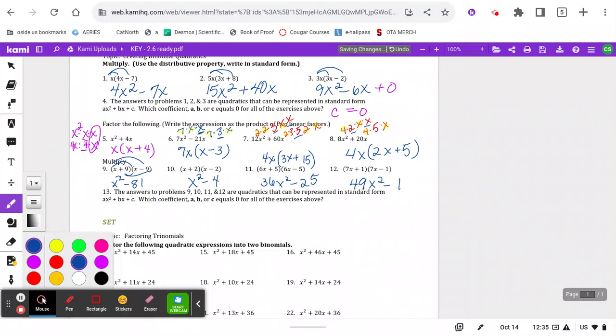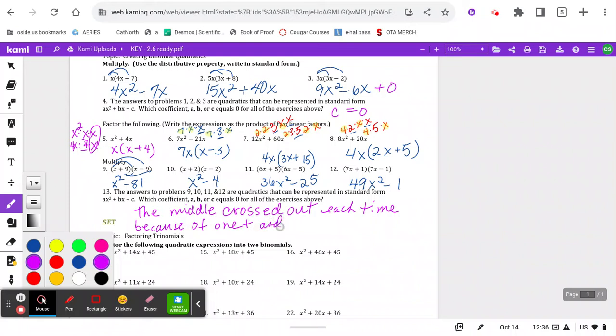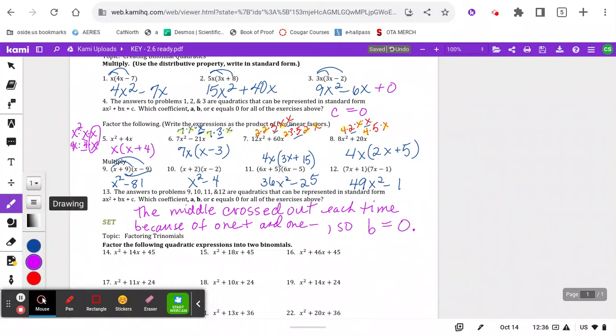The answers to these problems are quadratics that can be represented in standard form. Which coefficient A, B, or C is 0 for all? So this time, the middle term crossed out each time because of one positive and one negative. So B is equal to 0 in all of them. There's no B.